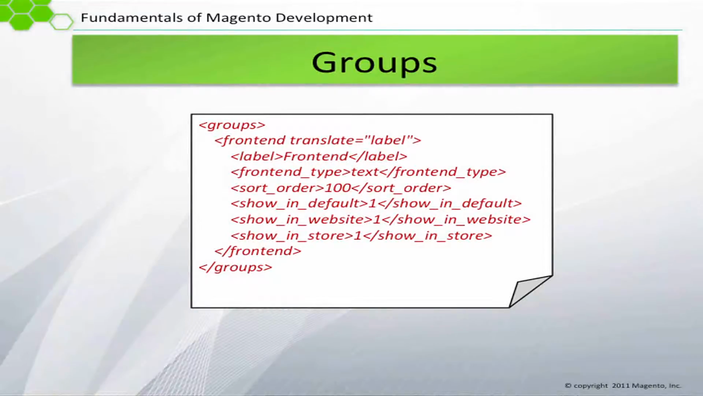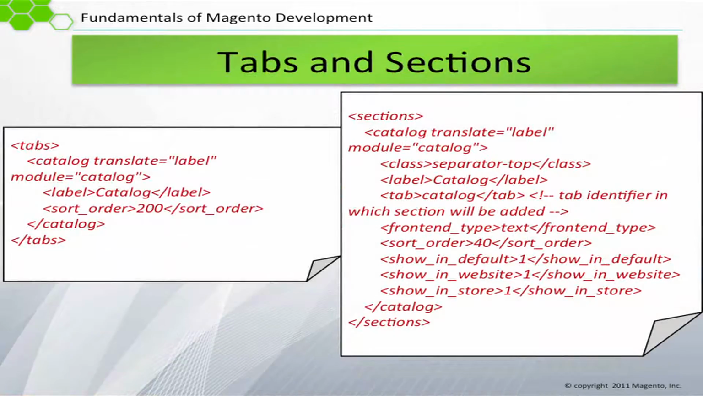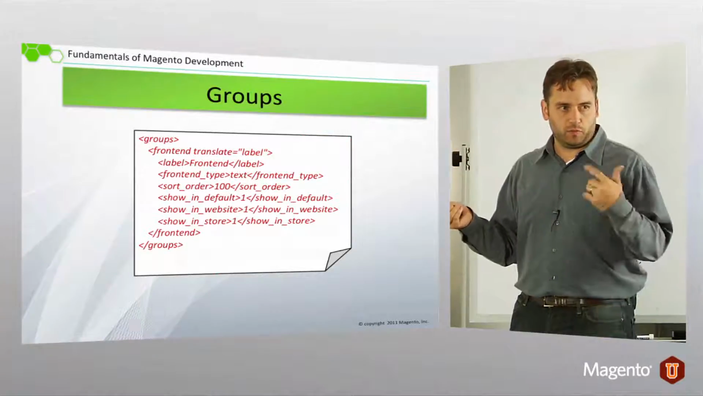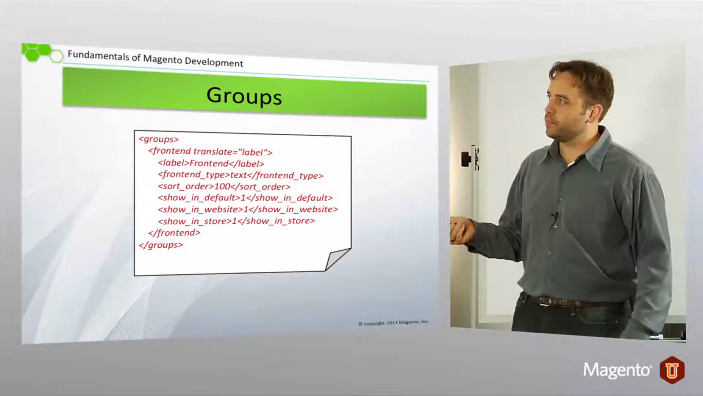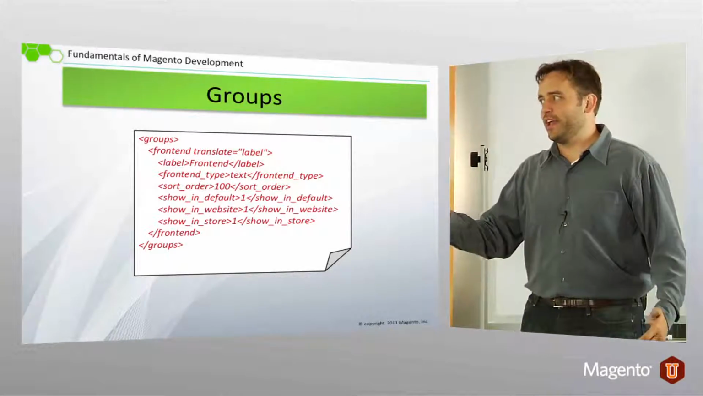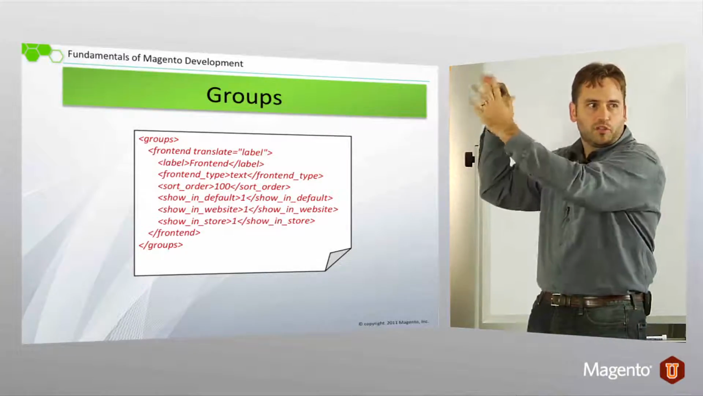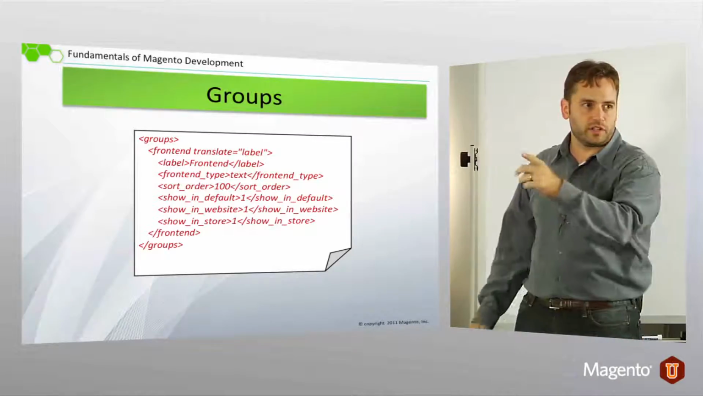Then groups, however, are inside sections. So inside our section, catalog, for example, we could declare a group. And here we're declaring another node, in this case front end. And again, we'll set front end type of text to render this value to the screen. Again, sort order and where to show. So these are the panels, the blue bars on the right when you click on a section.